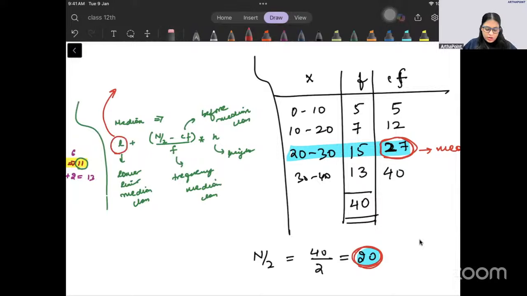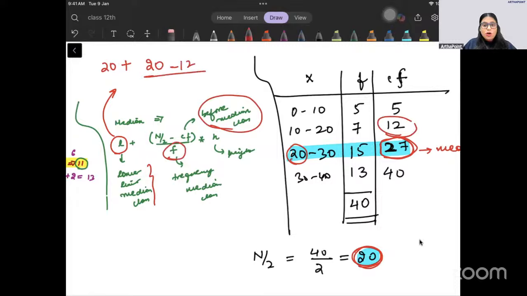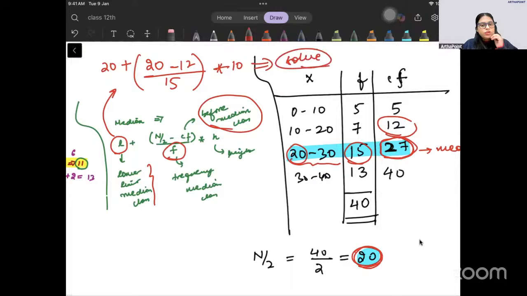So L is the lower limit of the median class, माने 20. N by 2 is 20. Cumulative frequency before the median class, माने 12. Frequency of the median class, माने 15. And height of the median class, so this difference, 30 minus 20, 10. This, you solve it and get the answer. Right? So this is how you can find the median. Okay.